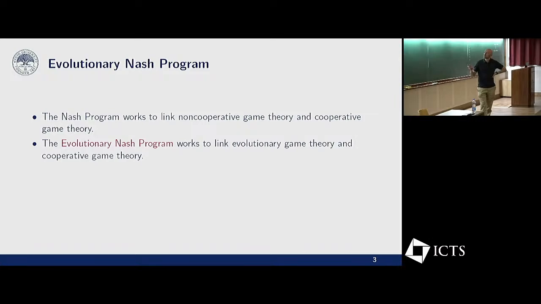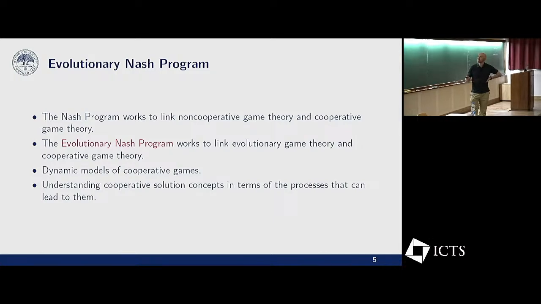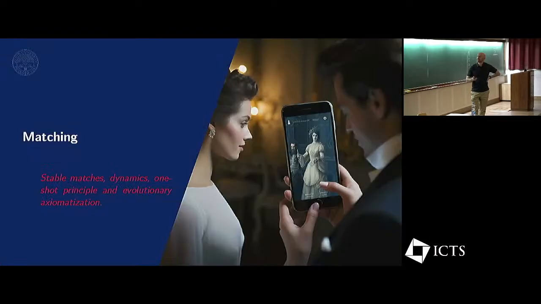So if you think of cooperative game theory as a part of the theory of social choice, the evolutionary Nash program links evolution to that via dynamic models of cooperative games. Again, as we said yesterday, understanding solution concepts, in this case, cooperative solution concepts, although the gap between cooperative solution concepts and non-cooperative isn't perhaps conceptually so big, right? But in terms of the processes that can lead to them.